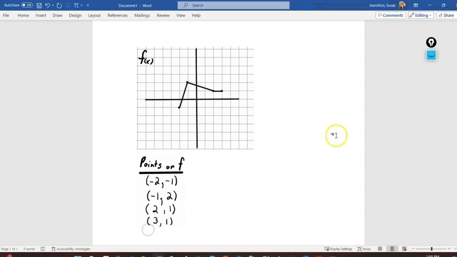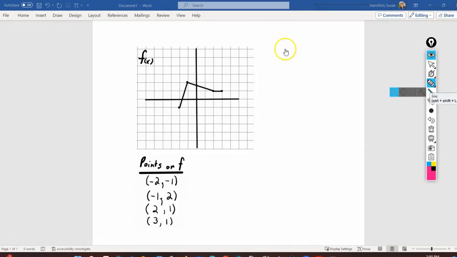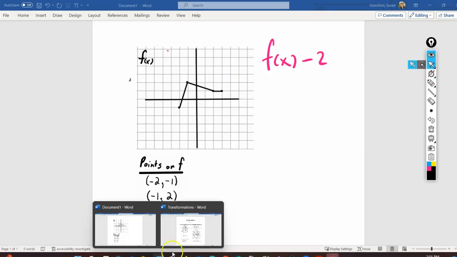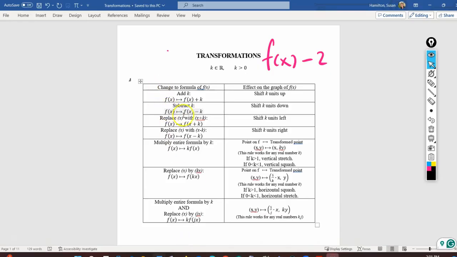Okay, so let's come over here to the blank one. And let's find f of x minus 2. Now, you need to ask yourself, what is the difference from f of x and f of x minus 2? Well, you've subtracted 2 from the formula. So if you've subtracted, that's the second one here, if your function is changed by subtracting something, you shift down those numbers of units.